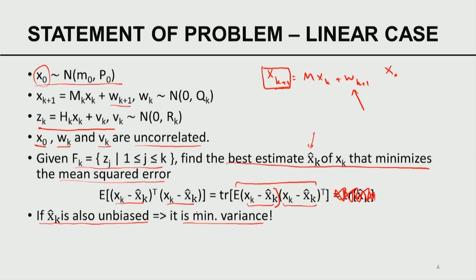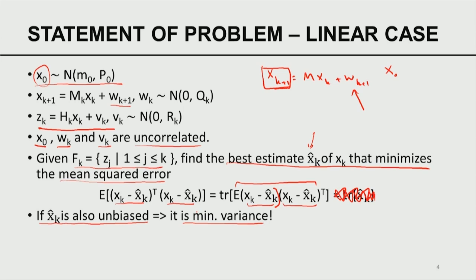Now please understand, we are not talking about the linear minimum variance estimate. We are not bringing in linearity right now. We are simply saying, I want to have a minimum variance estimate. Linearity refers to the structure of the estimator. So that is, I want the best. That's exactly the whole idea in here.